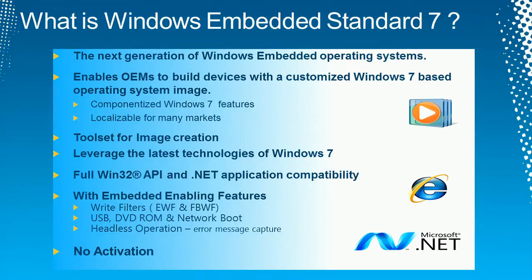And also a benefit of Windows Embedded Standard 7, you get more features than are available for Windows 7 Ultimate. These features are called the Windows Embedded Enabling features, which are targeted at required functionality for the embedded market. So, for example, the write filters, enhanced write filter, file-based write filter, which add robustness to the system. Special boot options such as USB boot, SDI boot in the Service Pack 1 now, DVD-ROM and network boot, and headless operation, for example. Also, a great benefit is that Windows Embedded Standard 7 does not require activation.